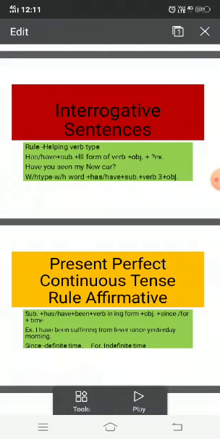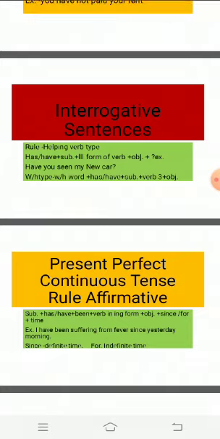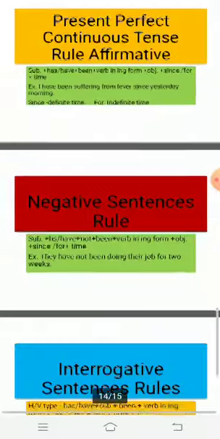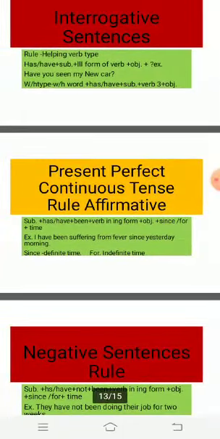In WH type, first of all we use a WH word and then has or have, then subject, then verb third form, and then object. And we can say, when have you seen my new car? Suppose we use when or any WH word before have, that time we can make it an interrogative WH type. Present perfect tense. Okay, present perfect tense is completed.